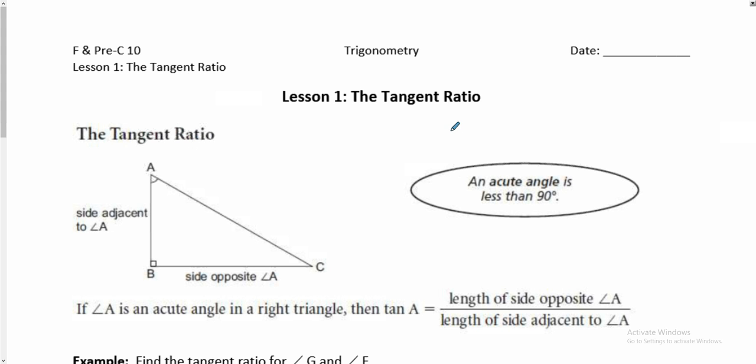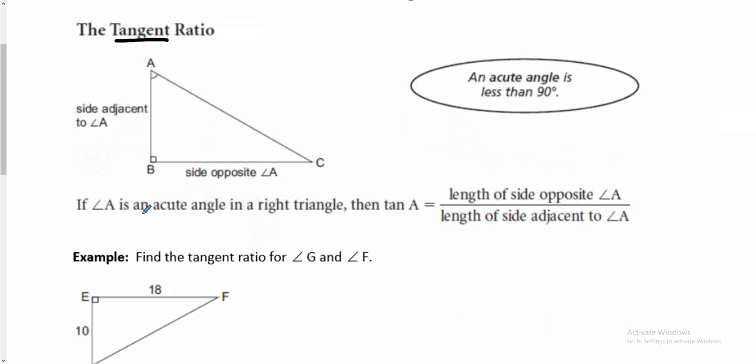Welcome to your first lesson in trigonometry. We are going to start with the tangent ratio. In right angle trigonometry, we have three primary ratios that we're going to use, and we're going to start with the tangent one. All of our ratios are going to be described from the acute angles in the triangle.